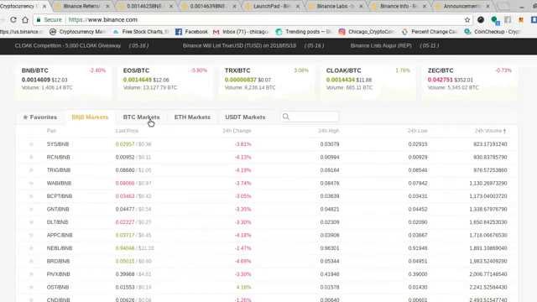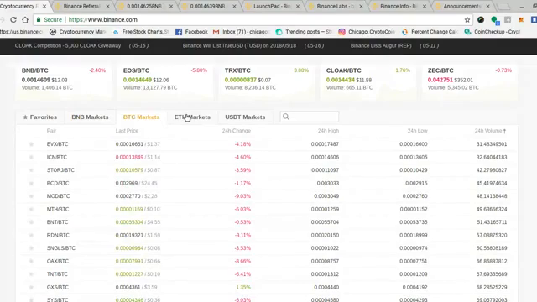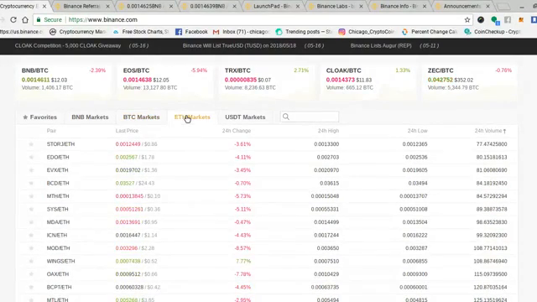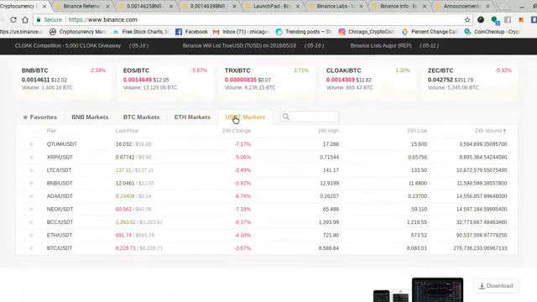They have a BTC market, which is all the currencies that you're able to trade against BTC. You have an ETH market for those that are trying to accumulate more Ethereum, as well as a USDT market, which is not as large as Gate.io, which probably has about 50, maybe more tokens you can trade against USDT.